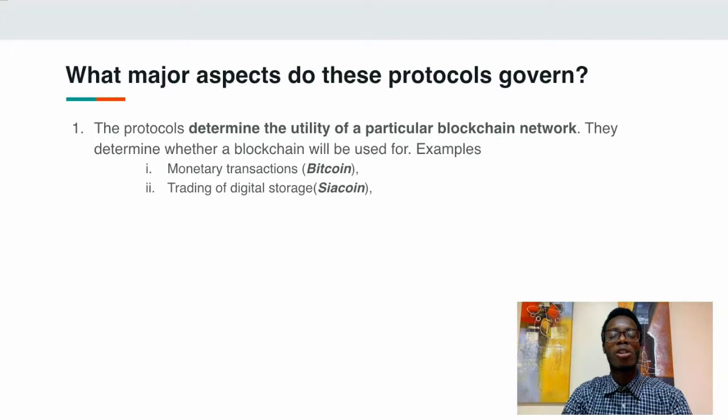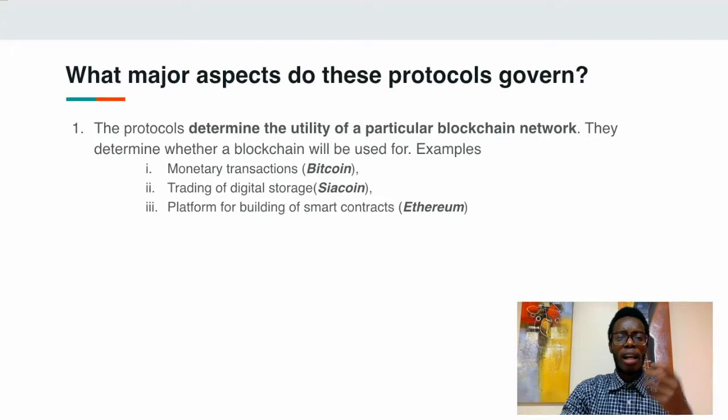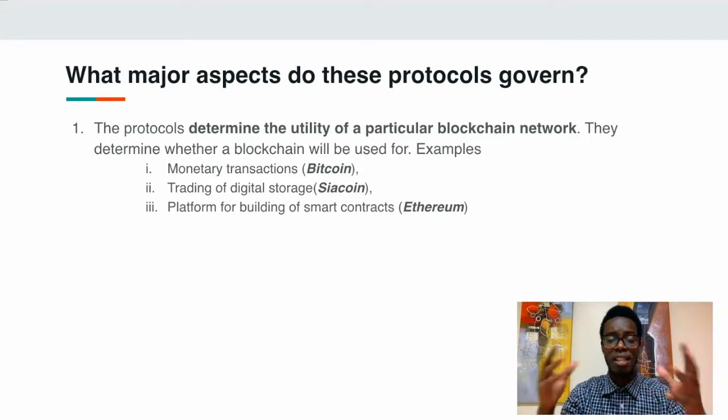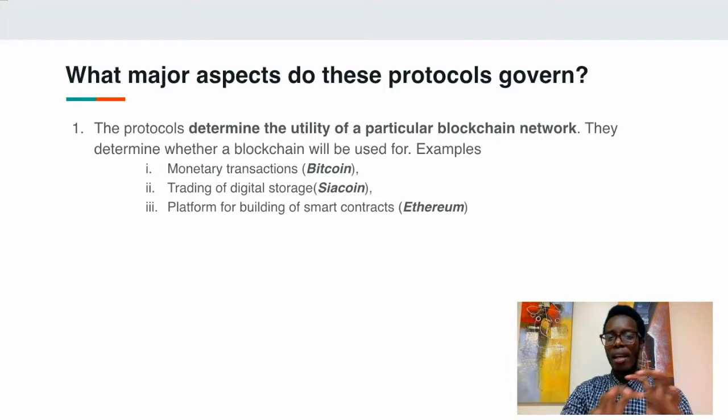For instance, trading of digital storage. We have the SIA protocol that has SIA coin, that allows the network to allow for trading of digital storage, whereby I can share my cloud storage with someone else. Cloud storage is still a digital asset, and the protocol allows for us to trade cloud storage. Lastly, we have even more complex protocols that are not just used to transact, but even allow you to build smart contracts. For instance, Ethereum is a protocol that creates a platform for building smart contracts. We'll get deeper into the topic of smart contracts and decentralized applications later on in this course. But pretty much, first, the protocol determines the utility of a particular blockchain.